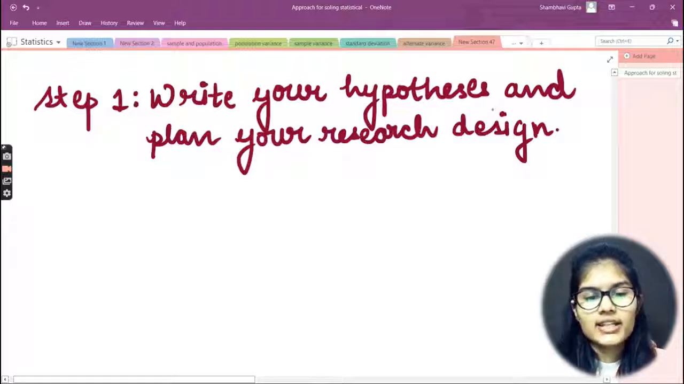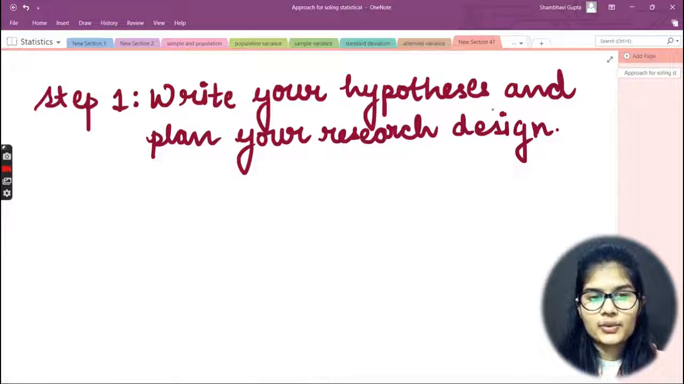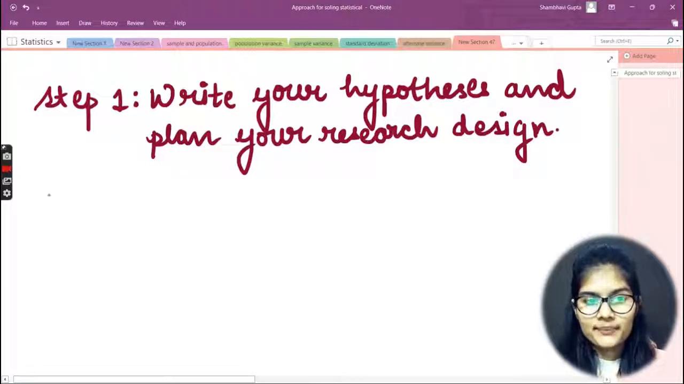Now in writing the statistical hypothesis, you have the null hypothesis, the alternate hypothesis, everything you're having there, right? So the very first approach will be that you have to do all of the hypotheses, and you have to simply plan your research design.